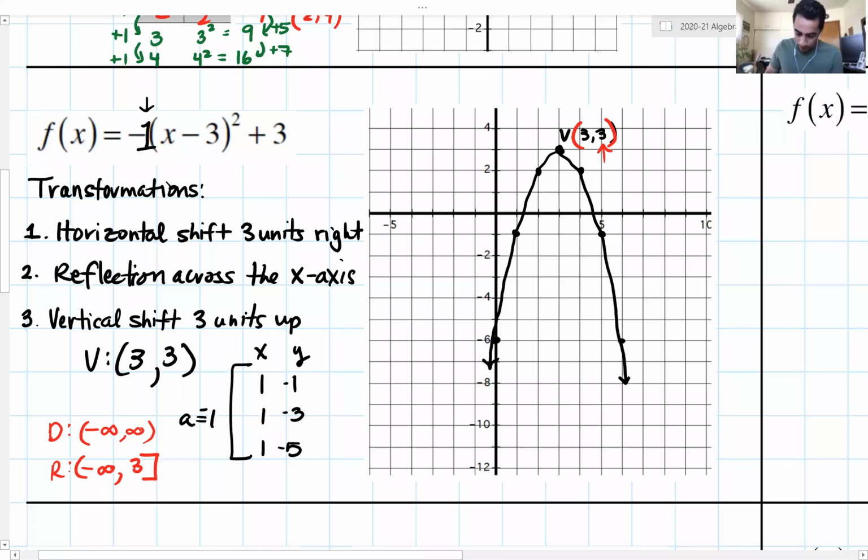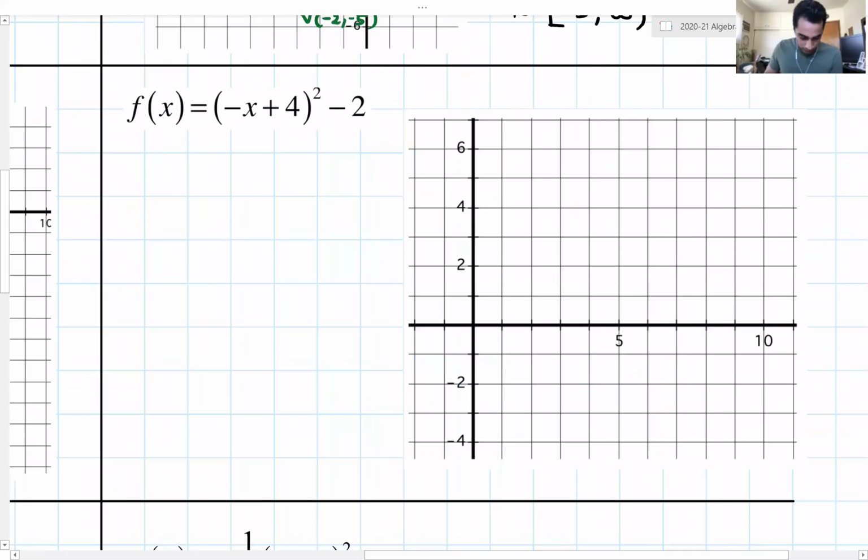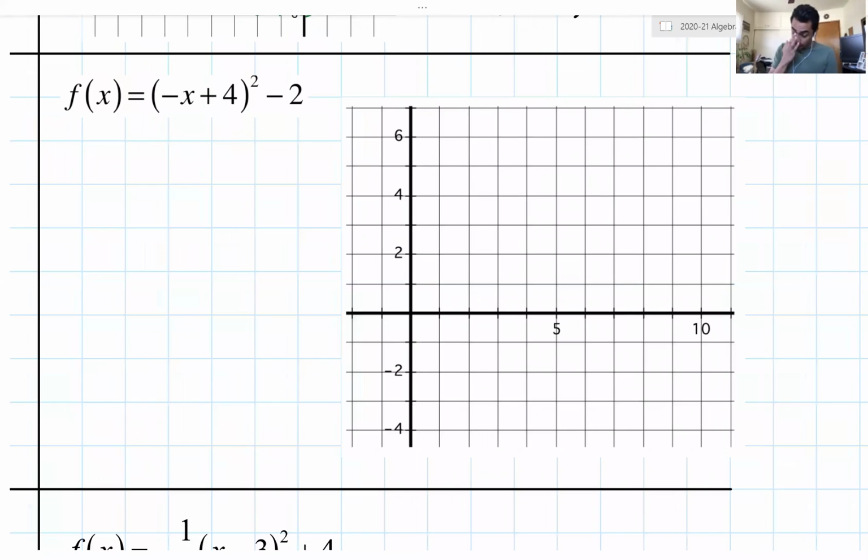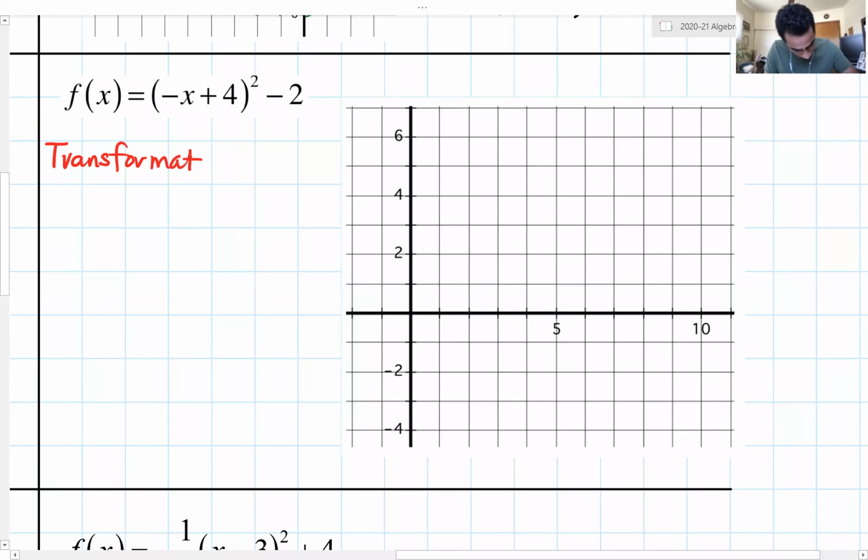All right, let's go ahead and move on to the next one. Here we go. And then let's see how these transformations affect our graph. Okay, so let's start there, right? We're discussing transformations. What would be that first transformation that takes place on our function?